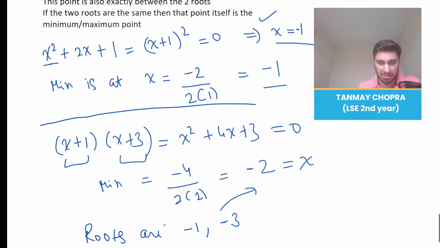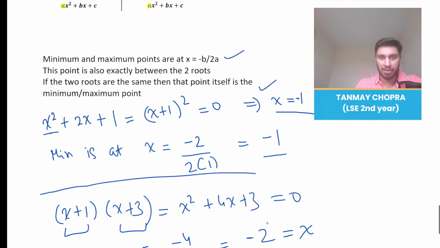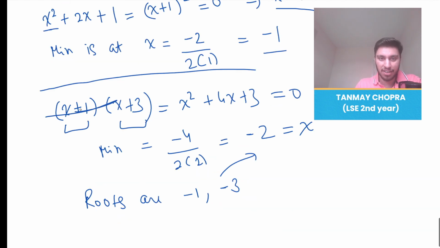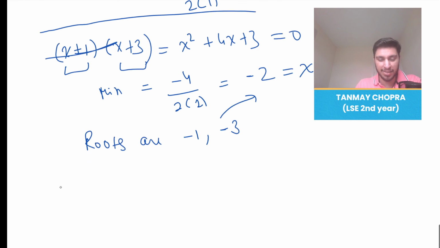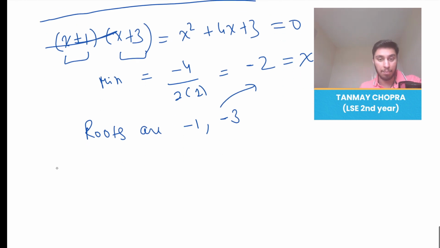So this is equal to the x. So the minimum value will lie at x equals -2, which is exactly between -1 and -3. So these are all the 3 points which are now satisfied. Hopefully you understand this. One fun trick is that you can find the minimum and maximum from completing the square itself.